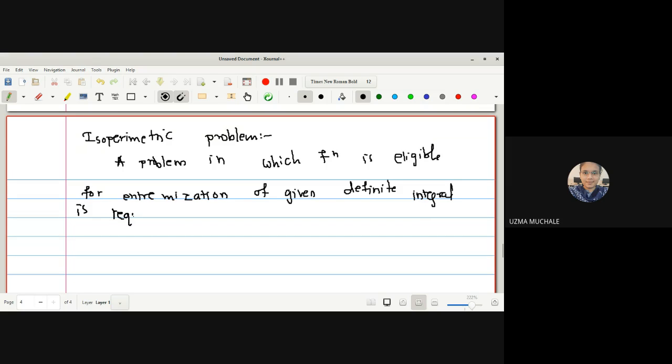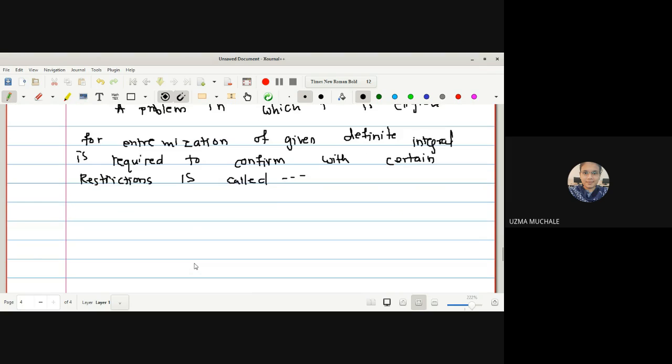Meaning, the function you have does not simply need extremization, it needs something extra. It is required to conform with certain restrictions. Okay, because up to now, in whatever three versions we have seen, there was no restriction, because we imagined that we have no restrictions in our system. We are considering a conservative system. But there may be some restriction on the motion of a particle. So that's why now the concept of isoparametric problem is introduced. A problem in which a function is eligible for the extremization of a given definite integral is required to conform to certain extra restrictions.